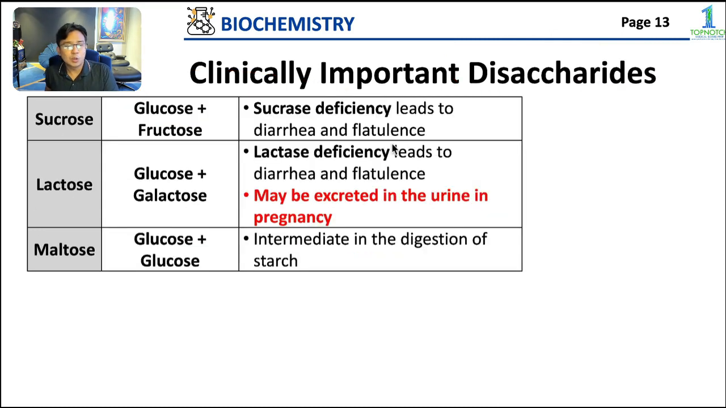You also have your clinically important disaccharides. Disaccharides is the combination of 2 monosaccharides or 2 sugar units. Sucrose is formed from glucose plus fructose. Lactose is formed between glucose and galactose. And maltose is formed between 2 glucose units. Take note that lactose, even if it is a disaccharide, may be excreted in the urine in pregnancy.